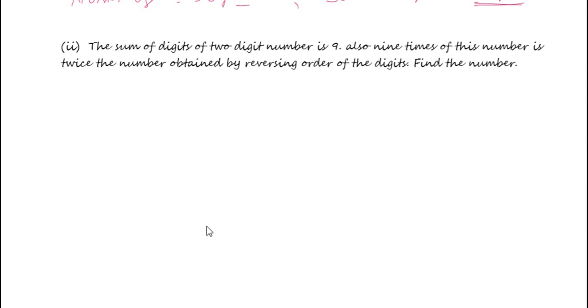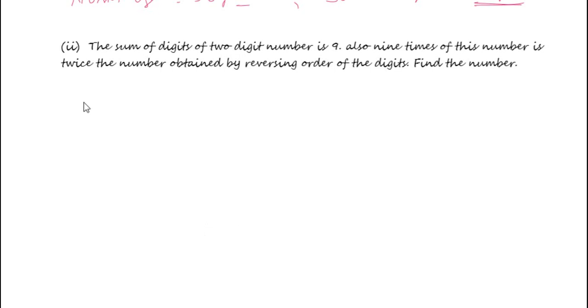Second problem. The sum of digits of a two-digit number is 9. Also, 9 times this number is twice the number obtained by reversing the order of the digits. Find the number. The sum of two digits of a number. This is a two-digit number.